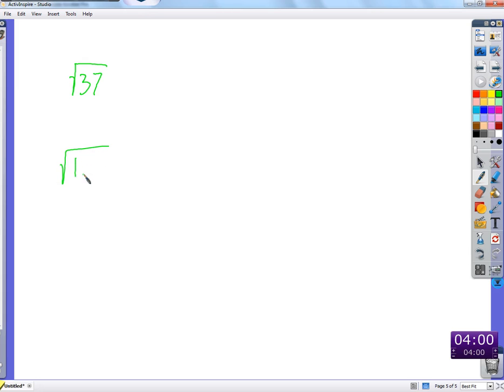How about the square root of 147? What is the square root of 147 close to? 12. 12 squared is? 12 times 12 is 144. 147 is just 3 away from that, so it's close to 12. So this is close to 6, and this is close to 12. We have some decimal parts to it, but if you wanted to compare numbers real quickly, if you had the square root of 147 and the number 12, which is larger? Square root of 147 or 12, which is larger?